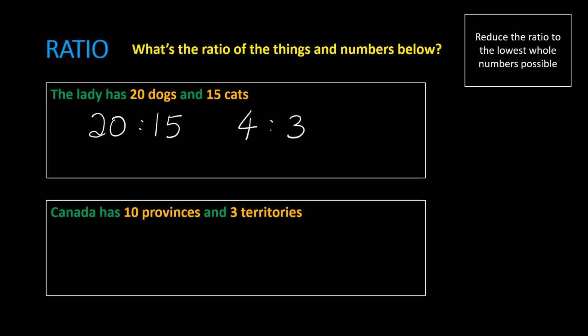Now let's go for the other one. Canada has 10 provinces and 3 territories. So 10 to 3. Now here, we cannot reduce it any further because both sides cannot be divided by the same number. So 10 to 3 is the answer.